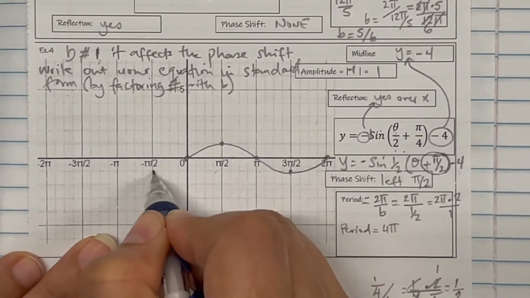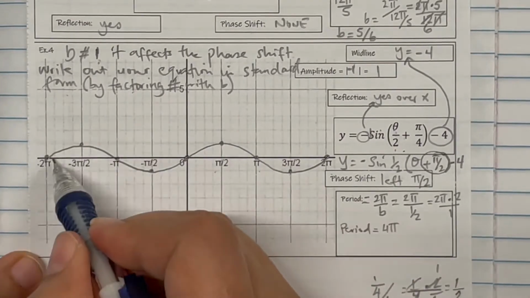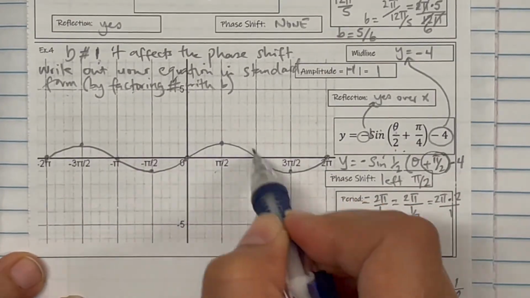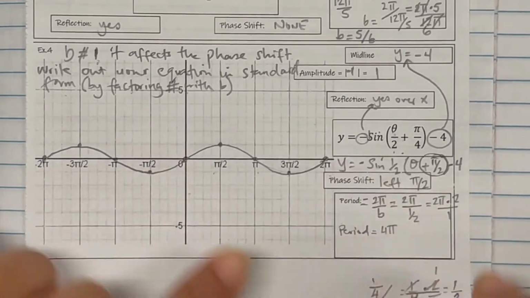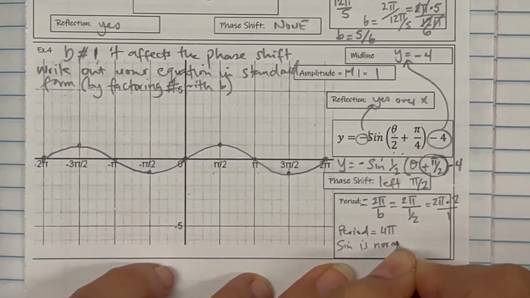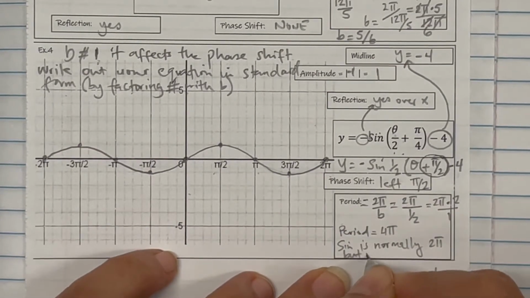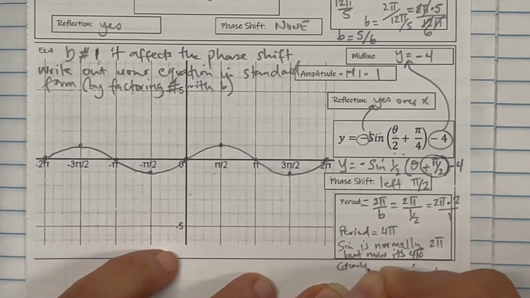So remember, a period is how long the wave takes to repeat, right? So here's a negative sine, so let me do it. There's one, there's another. That's how long it takes to repeat. So every 2 pi, you're going to see the exact same wave. That's what a period is. So now the period goes from 2 pi to 4 pi. So what did it do? It doubled. So sine is normally 2 pi, but now it's 4 pi, which is double.